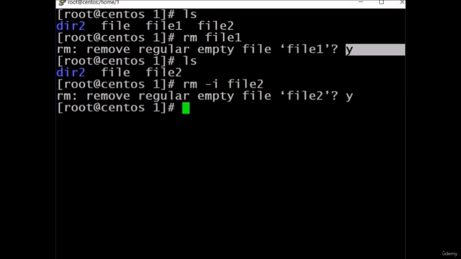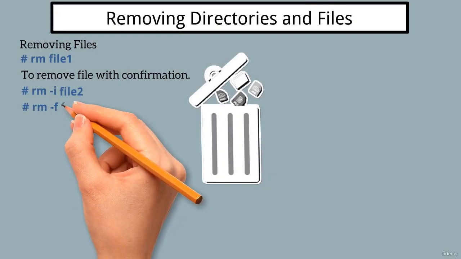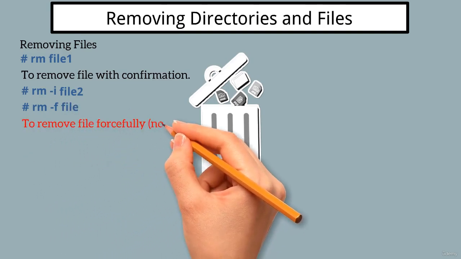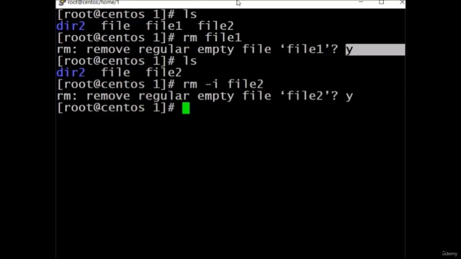Let's move on to the next example. rm -f file. This is to remove a file forcefully, no confirmation, no questions asked, done. In my case, I have the setting where it asks me, but if I use the -f option, it should not ask me anything.